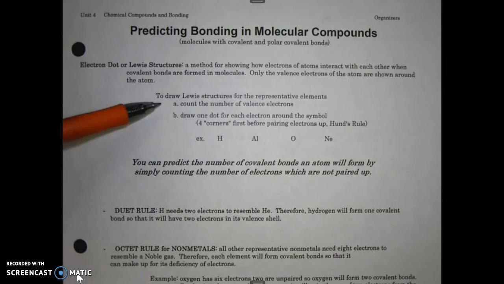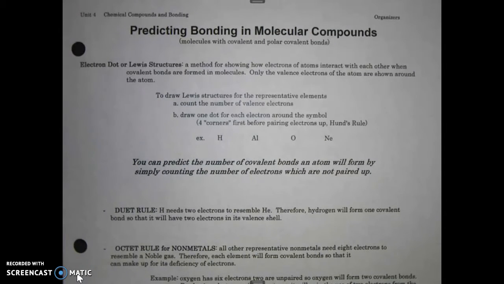So if you notice, oh, by the way, this organizer is page 411 of your binder. So make sure you have that out and ready to go. You can pause me and get that out if you don't have it out already.